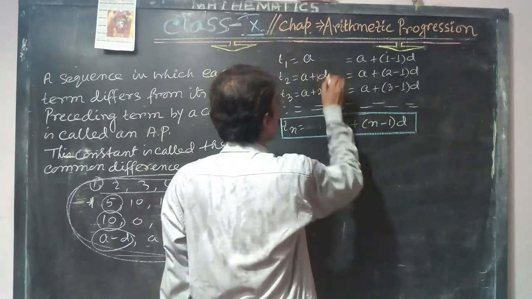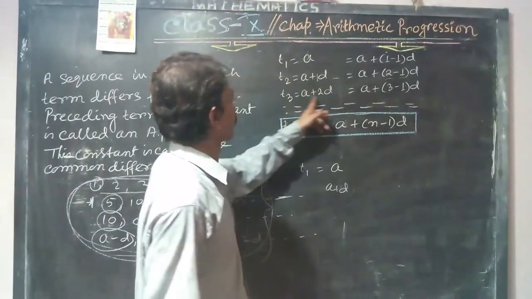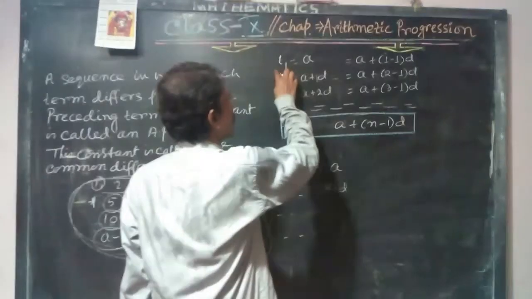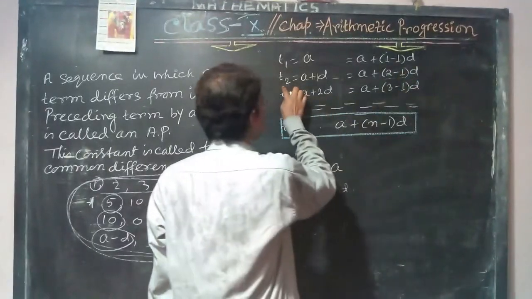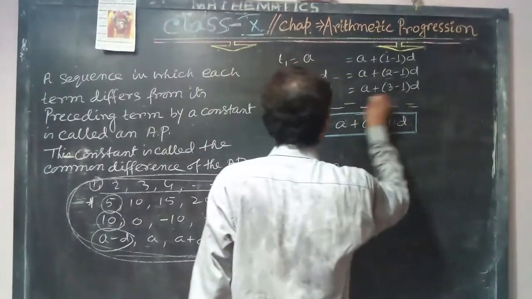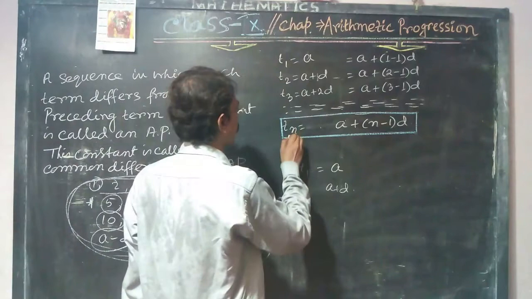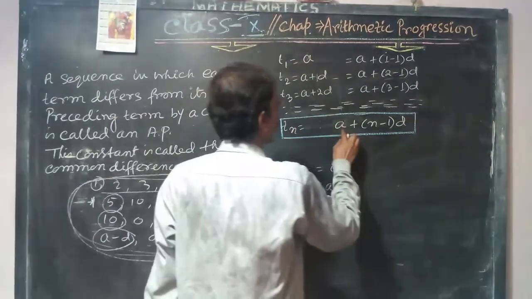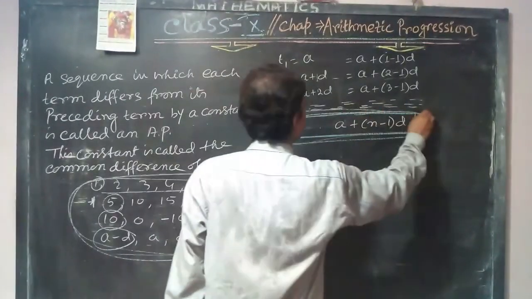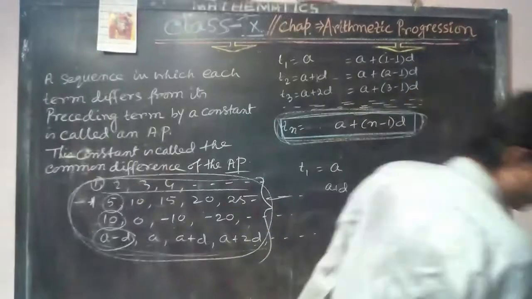D only means 1d. In place of 1, we can write 2 minus 1. So a plus d equals a plus 2 minus 1 into d. In place of 2, we can write 3 minus 1 into d. In this way, the first term T1 is a plus 1 minus 1 into d, the second term T2 is a plus 2 minus 1 into d, the third term T3 is a plus 3 minus 1 into d. If we go further, we get Tn equals a plus n minus 1 into d. It is the formula to find the nth term of an AP.